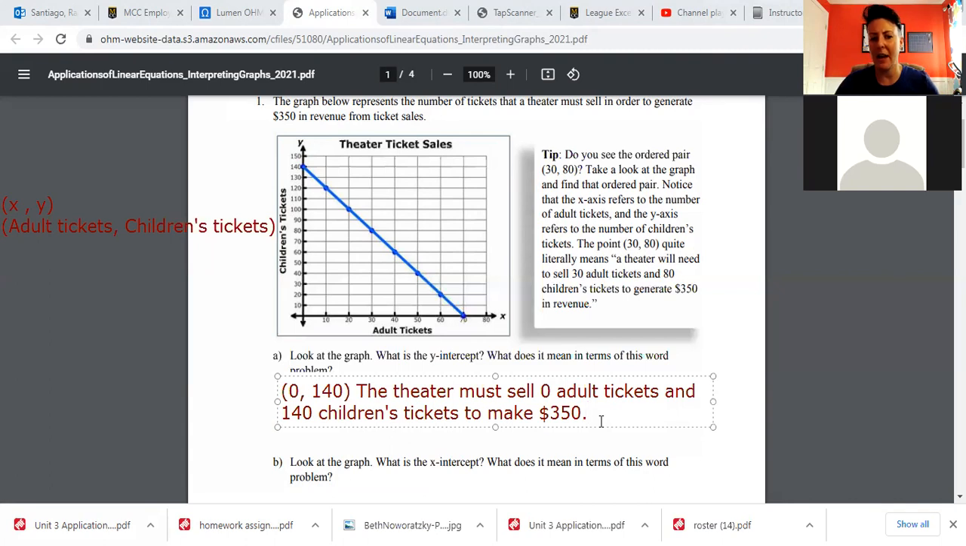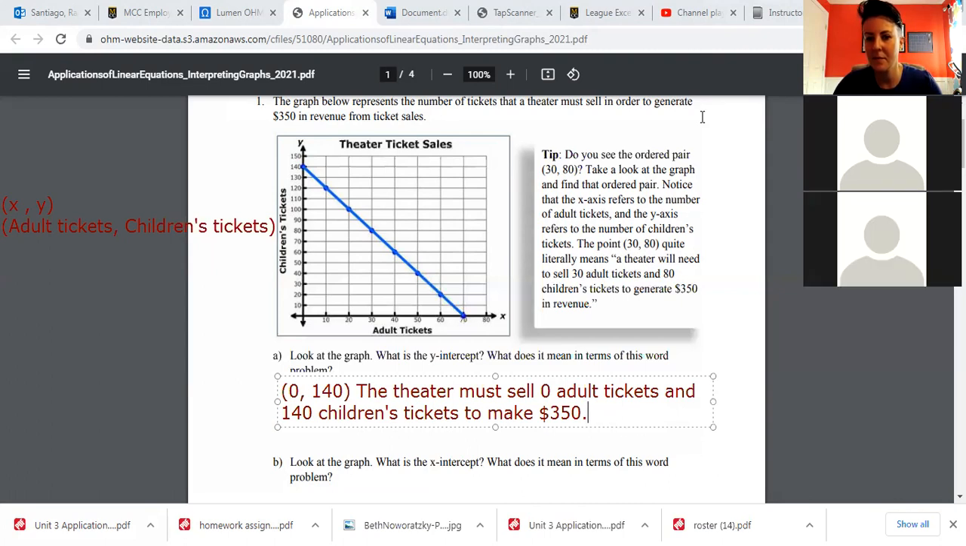Any questions on part A and being able to dissect that ordered pair? So we have to write this in for the answer, correct? Yes, all of this has to be in your answer. Remember, you're looking at the graph, check. You wrote the y-intercept 0, 140, check. What does it mean in terms of this word problem? A statement. If you don't have that statement, you're not answering the question. You're just kind of breezing past this. So I don't want you to make that mistake. Got it. Thanks. You're very welcome.